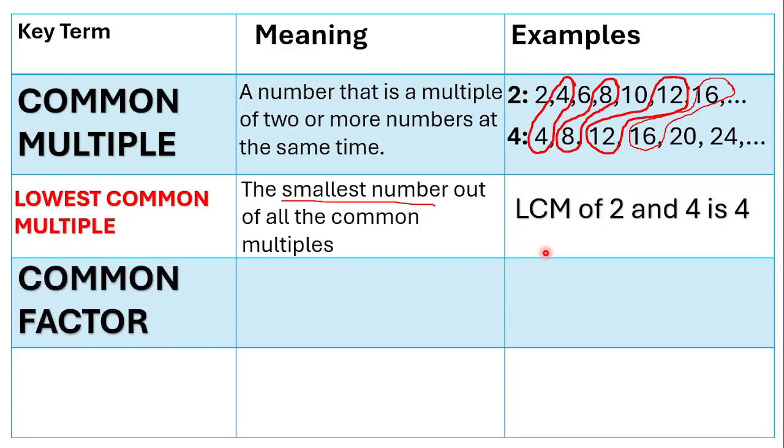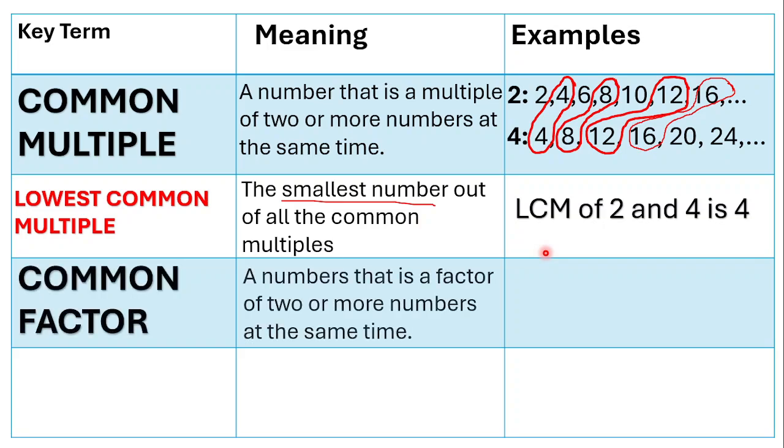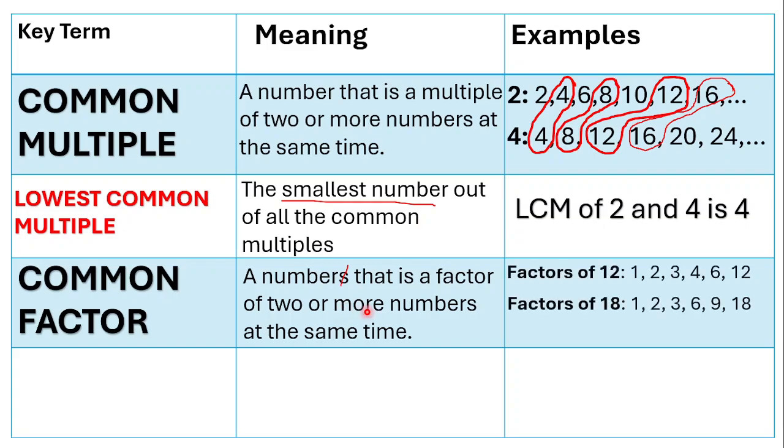Let's move on to a common factor. Well, a common factor is a number, I should say number, not numbers. So a common factor is a number that is a factor of two or more numbers at the same time. So that means that if we list out the factors of these two numbers, the ones that are common, the ones that are alike, that's what we're going to call the common factors.